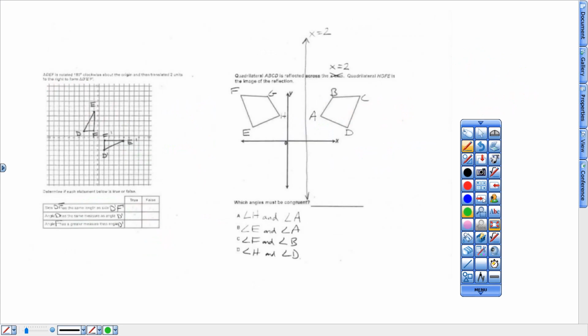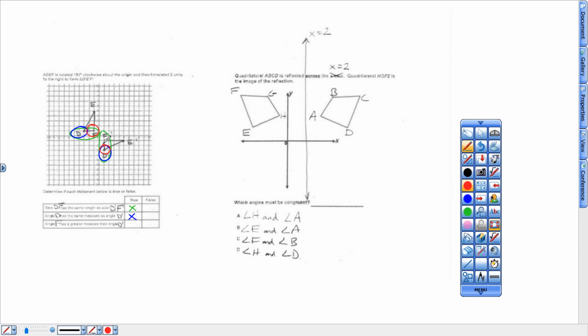Next problem, and then the second word coming at you. All right, for this one, I had you compare DF to D prime F prime, and those are clearly the same length. I had you compare angle D to angle D prime, clearly equal. And then I had you compare angle F, which is this square angle, compared to angle D prime, and I could see angle F is bigger.